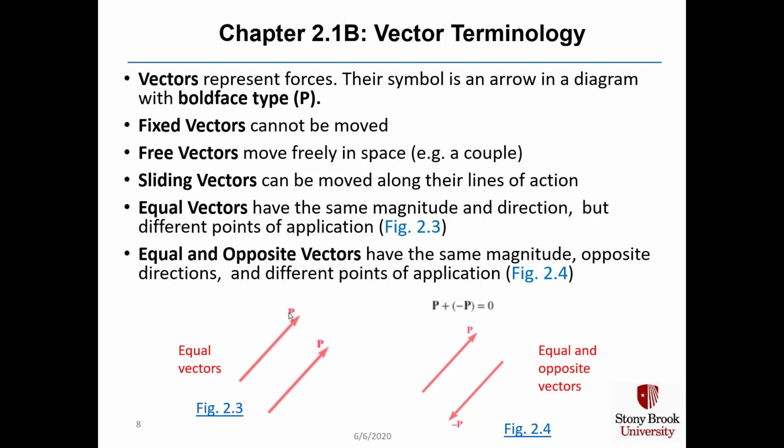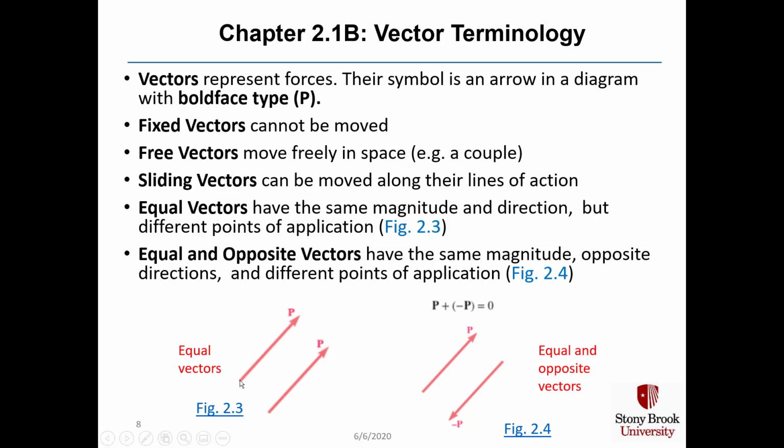Fixed vectors cannot be moved, and free vectors can be moved freely in space, for example, a couple that we'll talk about in Chapter 3. Sliding vectors can be moved along their lines of action per the previous slide. Equal vectors have the same magnitude and direction, but different points of application.